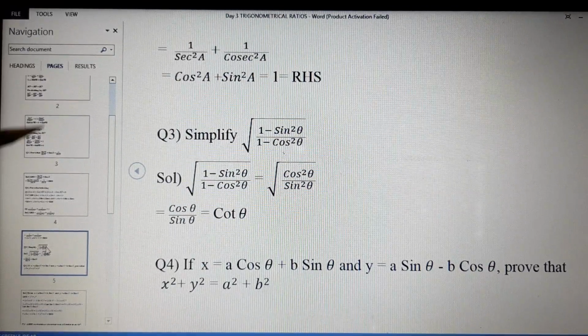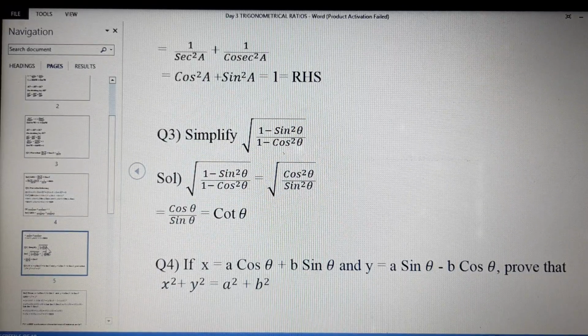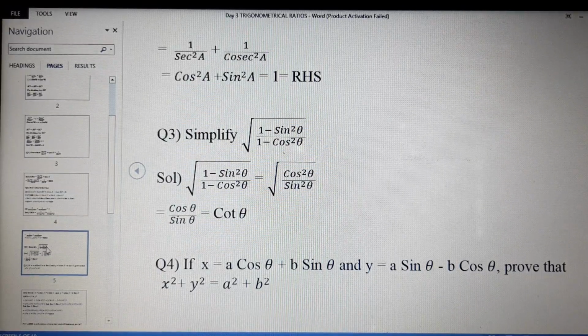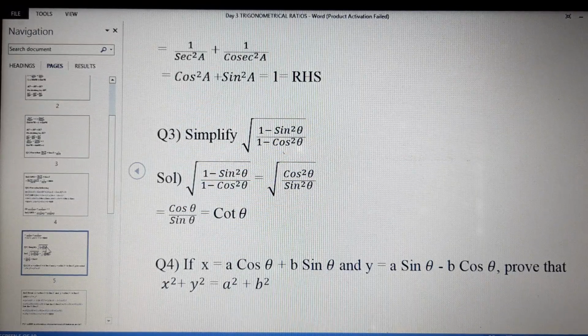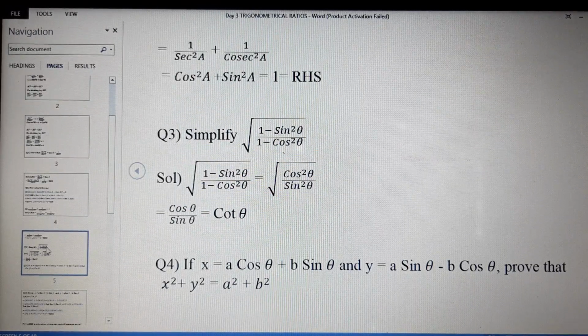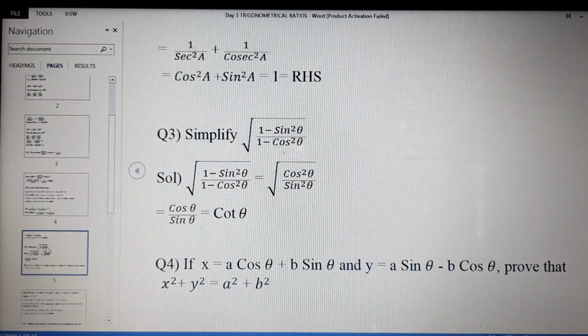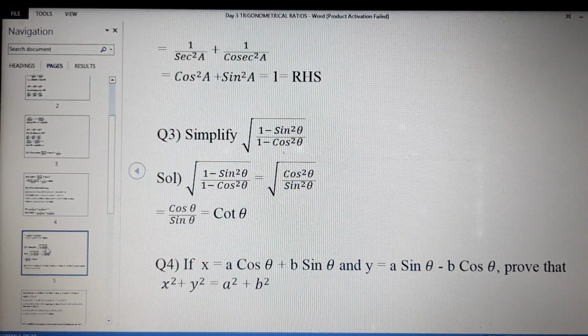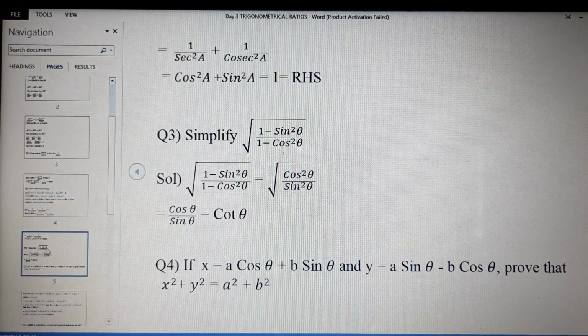Are you getting it? I have spoken them without the angle, but without the angle they do not have any meaning. So it should have been said in this manner. 1 upon sec A will be equal to cos A. 1 upon cos A will be equal to sec A. 1 upon cosec A will be equal to sin A. And 1 upon sin A will be equal to cosec A. Are you getting it? With the angle only they have meaning. If you write only cos, then it does not have any meaning.